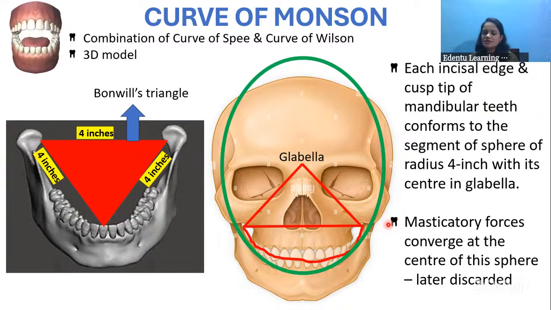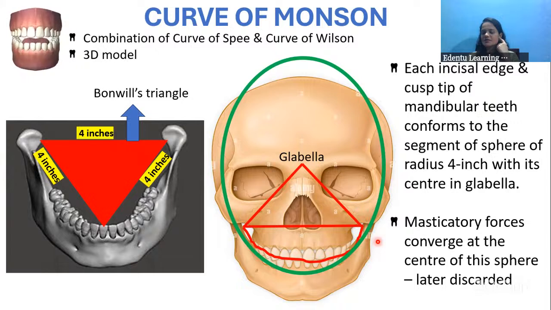And he says that usually when we chew or masticate, the masticatory forces converge at the center of the sphere, at the glabella. But that theory was later discarded. So this is the main idea behind the curve of Monson.